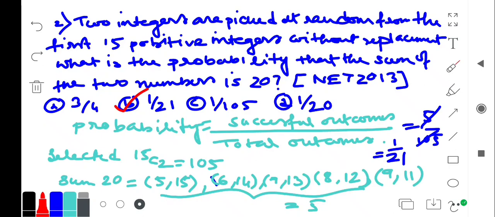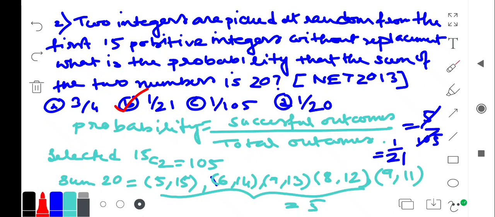So total outcome 15C2 is equal to 105, because from 15 we have to select 2, right? That is, if you put in the value, it is permutation combination. Okay, if you follow the combination law, the value will be 105, because 15 factorial by 2 factorial into 15 minus 2 factorial, that is 13 factorial. The 15 factorial by 2 factorial into 13 factorial, the value is 105.